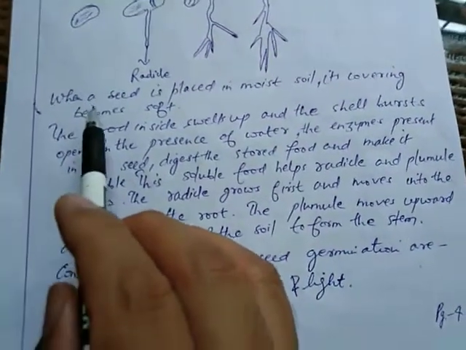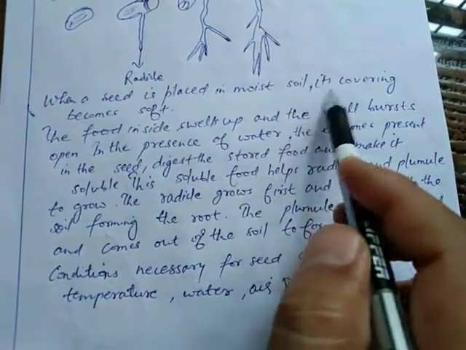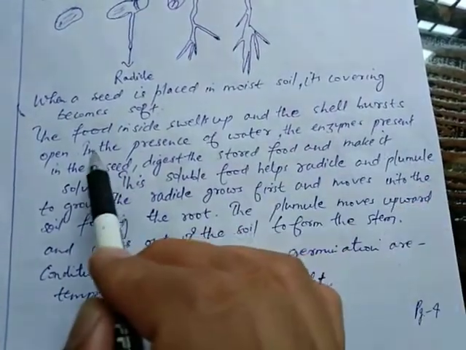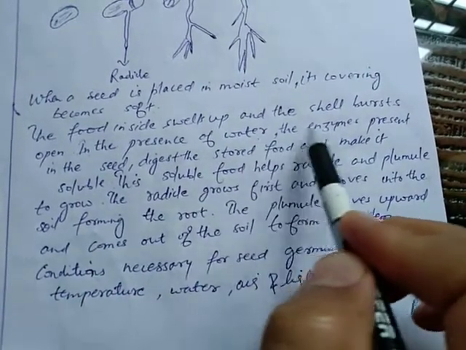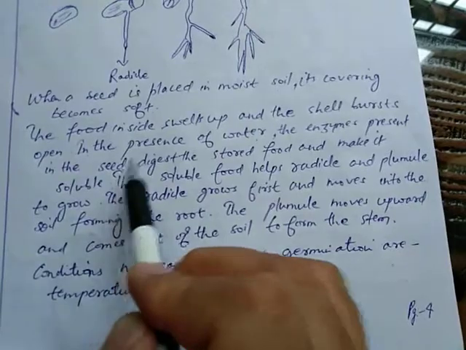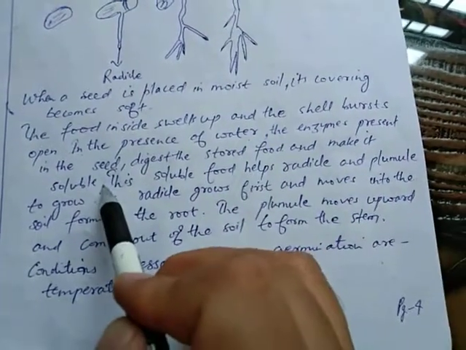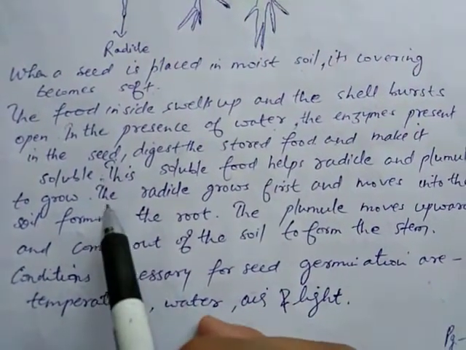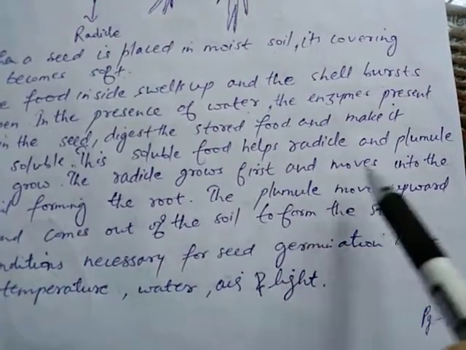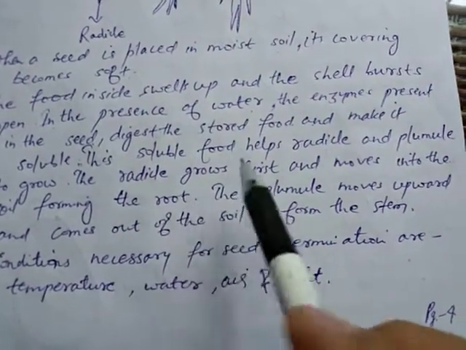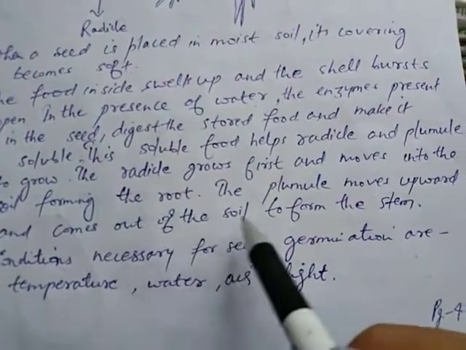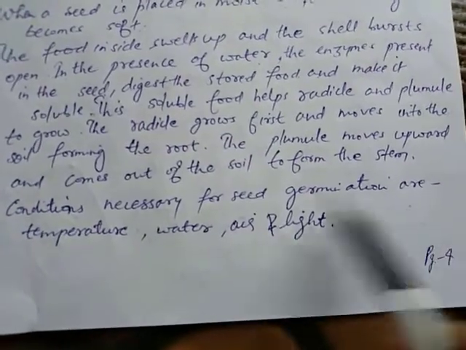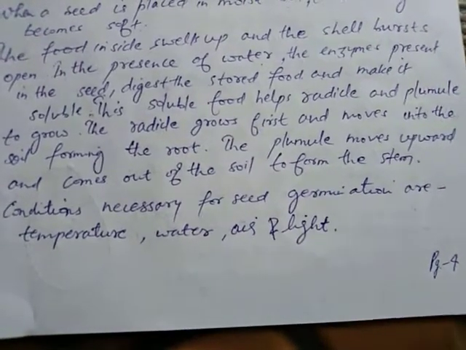What you have to write is: when a seed is placed in moist soil, its covering becomes soft, the food inside swells up and the shell bursts open. In the presence of water, the enzymes present in the seed digest the stored food and make it soluble. This soluble food helps the radicle and plumule to grow. The radicle grows first and moves into the soil, forming the root. The plumule moves upward and comes out of the soil to form the stem. The conditions necessary for seed germination are temperature, water, air and light.